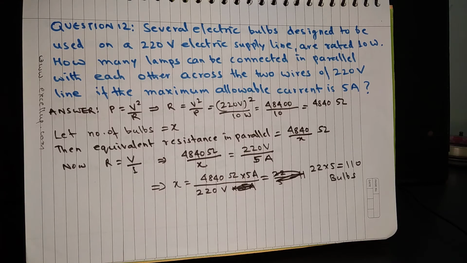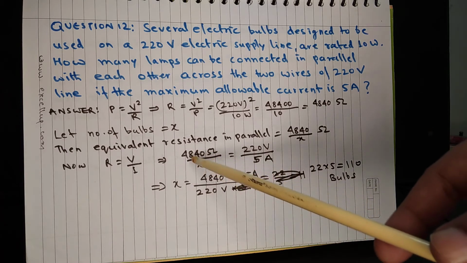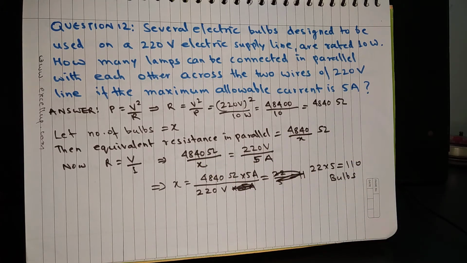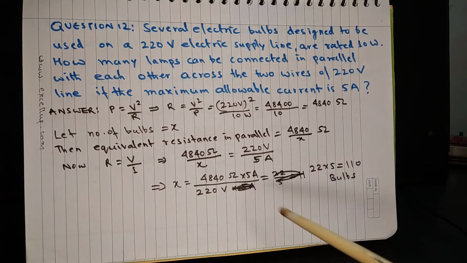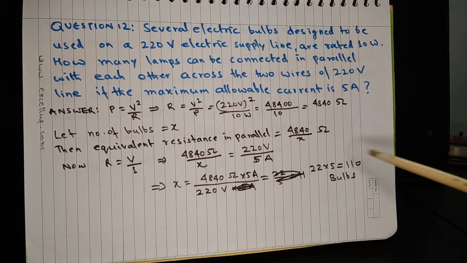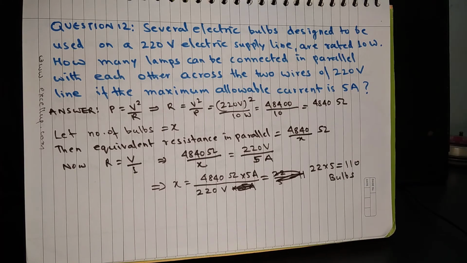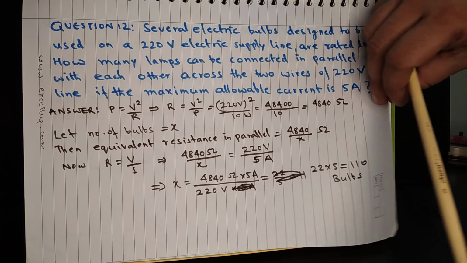Now let us assume that the number of bulbs is X. The equivalent resistance in parallel combination would be 4,840 upon X ohm. And we know that R is equal to V upon I. So 4,840 ohm upon X is equal to 220 volt upon 5 A. So X will be 4840 multiplied by 5 upon 220, which is equal to 110 bulbs. So 110 bulbs are required for this problem.